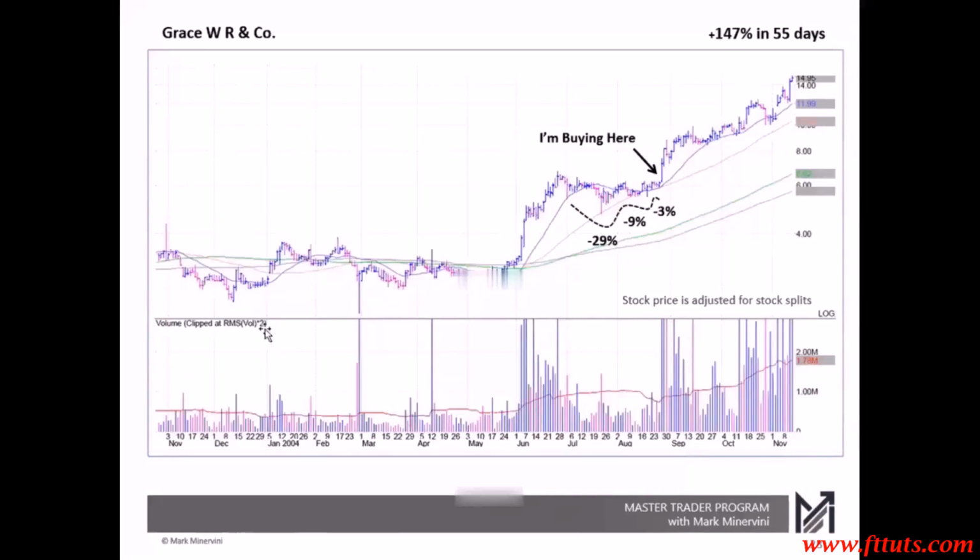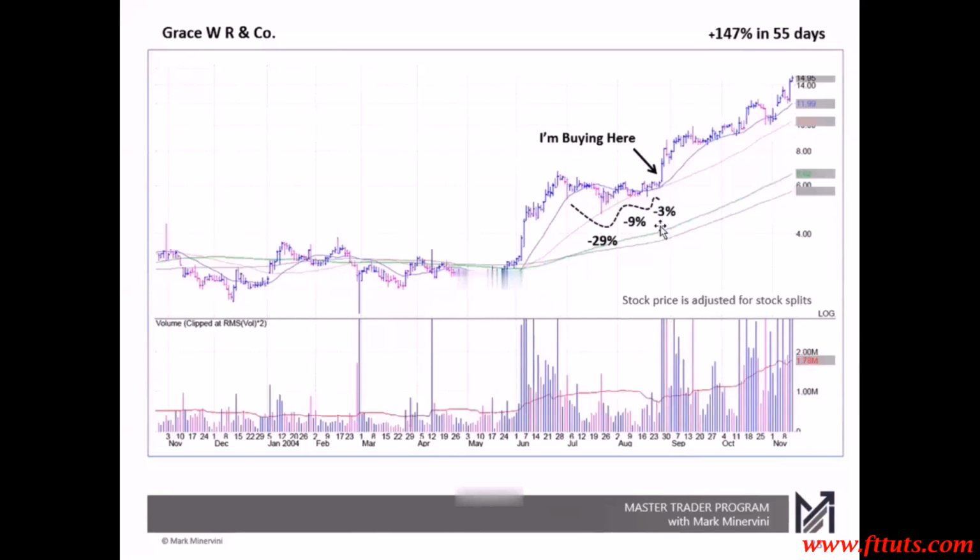So just take a look here. Let's go back and just get you up to speed with the VCP. You can see the first decline is 29% from peak to trough. Then it rallies back and it comes off 9%, which right there, that's pretty tight. But this even tightens up even more and really gets tight. And that last little pullback is only 3%.